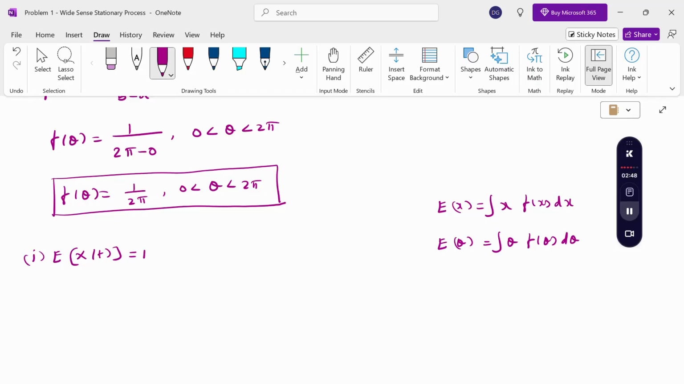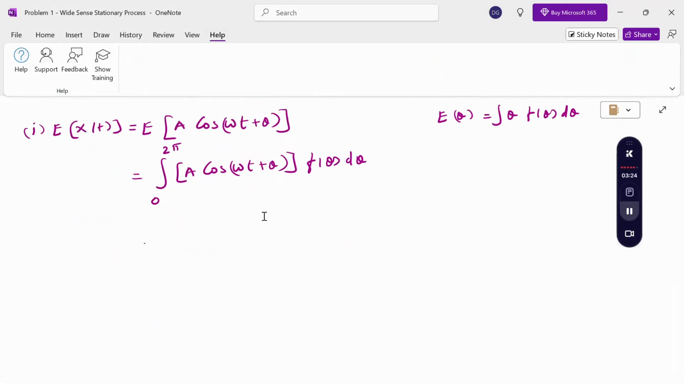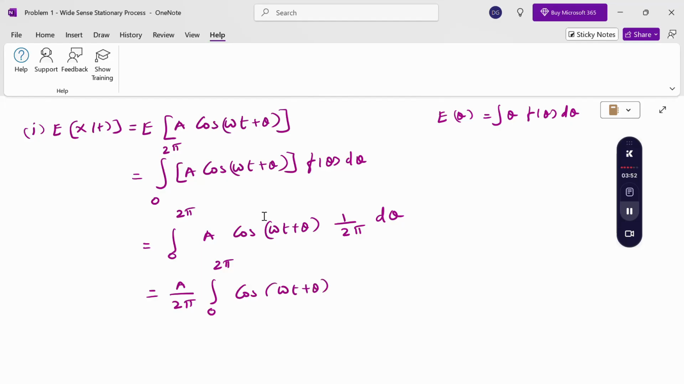Now the expectation of X(t) is the expectation of A cos(ωt + θ). Considering the whole term A cos(ωt + θ) as a function of θ, the integration is over the limits 0 to 2π of A cos(ωt + θ) f(θ) dθ. Substitute f(θ): f(θ) is 1/2π, because θ is uniformly distributed in the range 0 to 2π. Now A and 2π are constants, therefore I take out A/2π, leaving the integral from 0 to 2π of cos(ωt + θ) dθ.